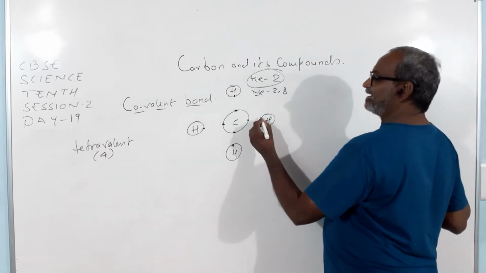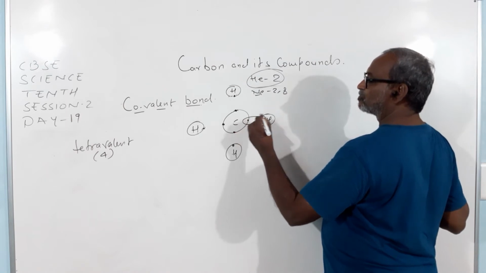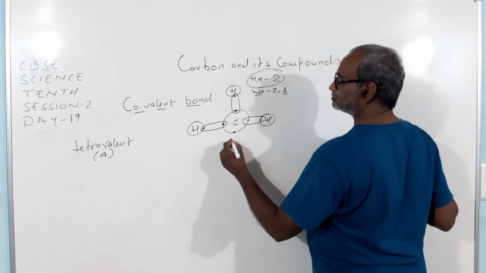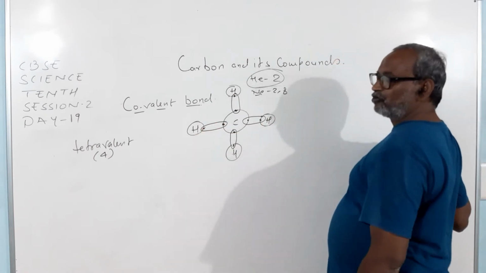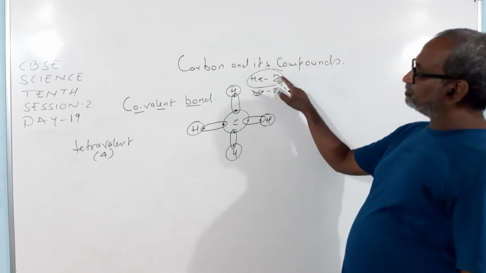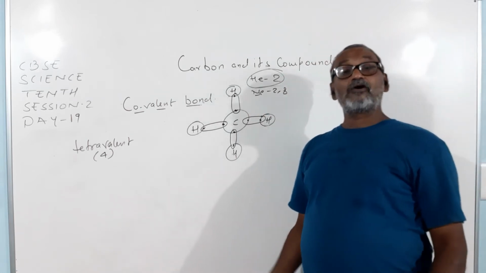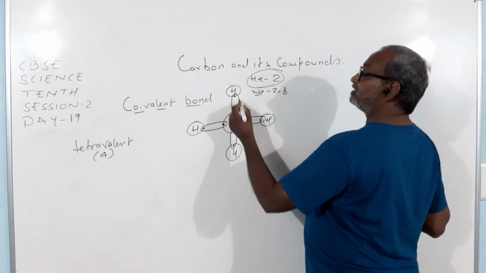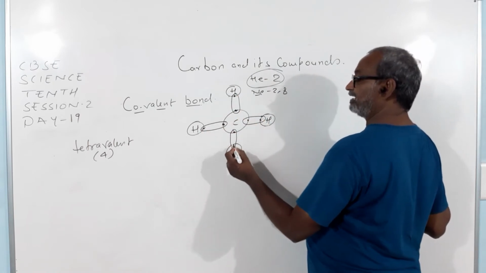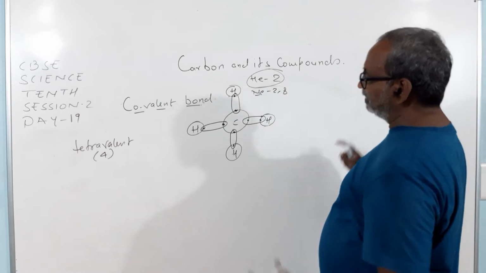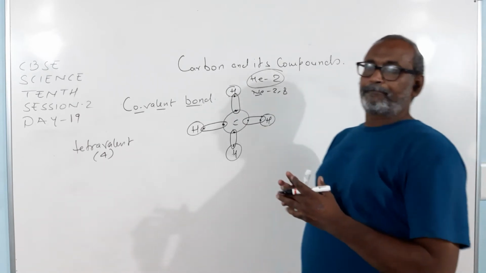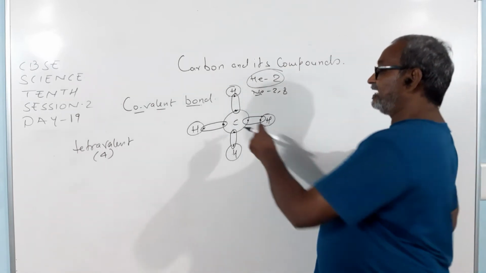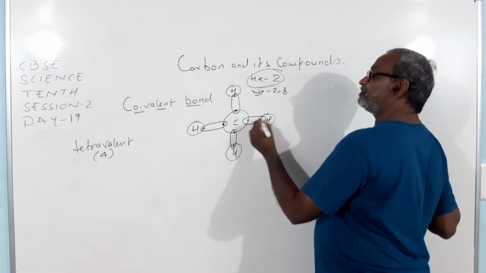If carbon atom and hydrogen atom share 1 pair of electrons between them, duplet of the hydrogen atom, that is 2 electrons in the only shell, and octet of the carbon atom is completed. You can see this carbon atom 1, 2, 3, 4, 5, 6, 7, 8. Remember, when 2 atoms share pair or pairs of electrons between them, both the atoms have equal claim on the shared pair of electrons.